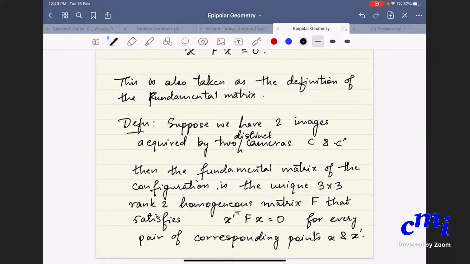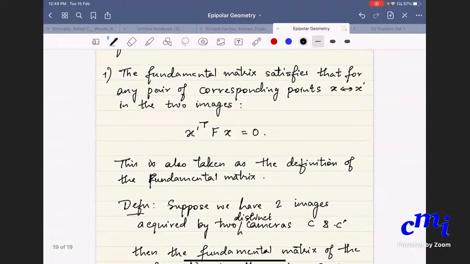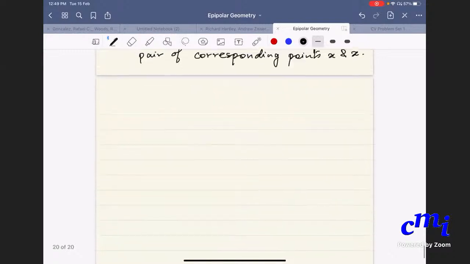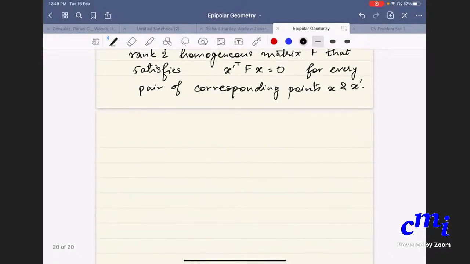Okay, so this is how the fundamental matrix is defined, and we have seen how it is derived. I think the only thing remaining is to see how many degrees of freedom F has.